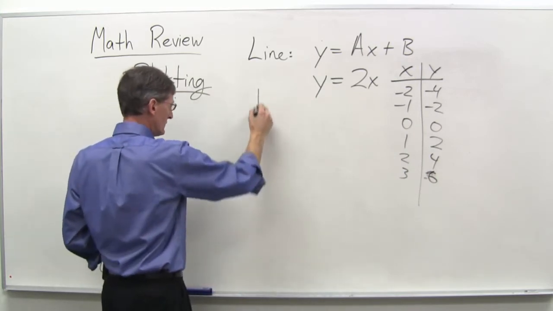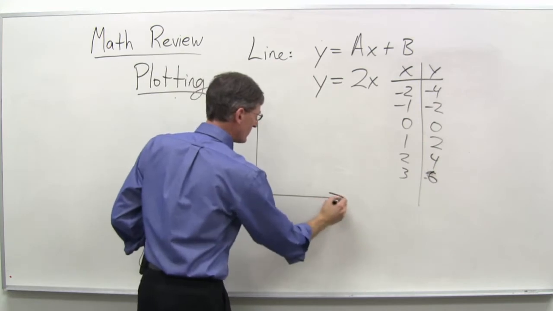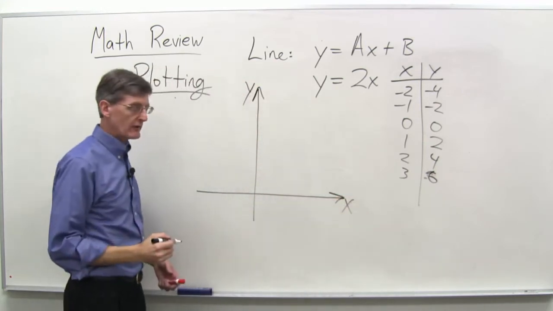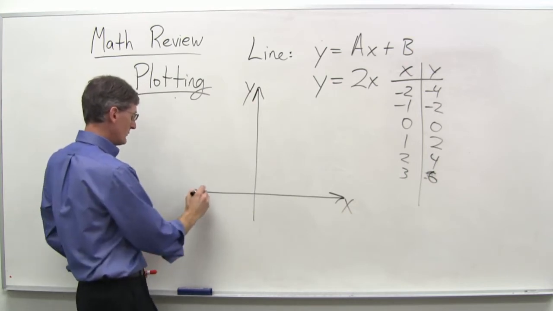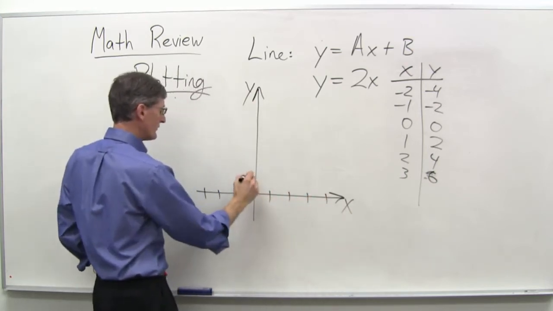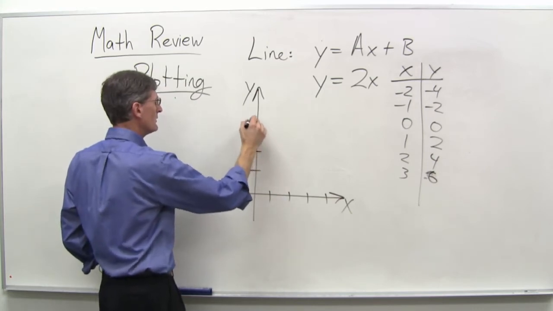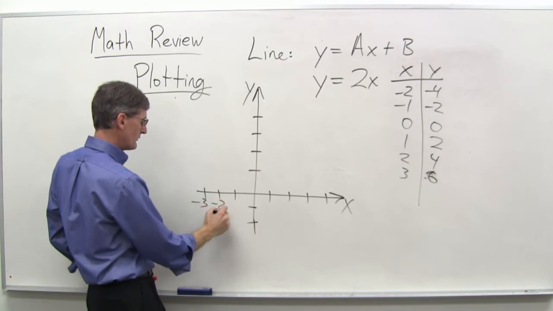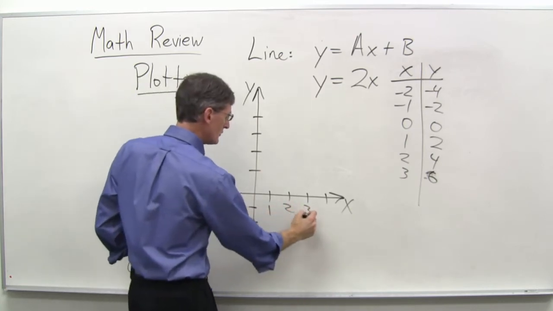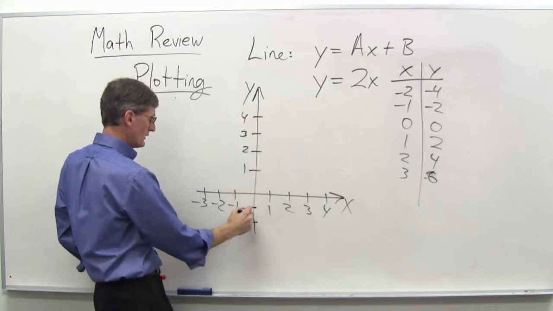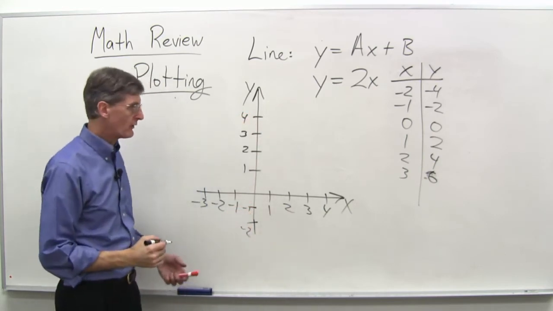So we say, okay, here again are axes, y-axis, and the x-axis. And we got some marks here. Try to make them more or less even. So negative 3, negative 2, negative 1, 1, 2, 3, 4, 1, 2, 3, 4, negative 1, negative 2, and so on and so forth.